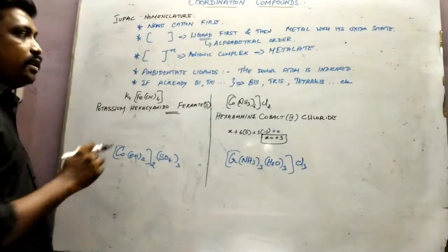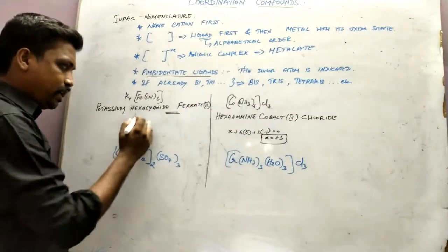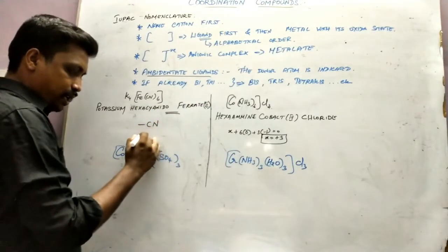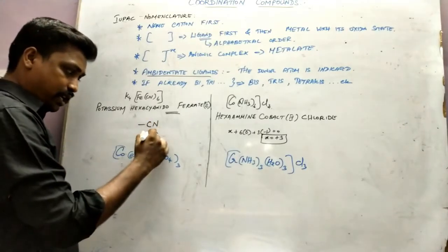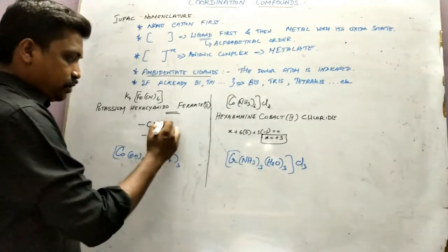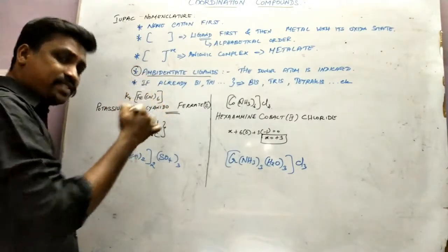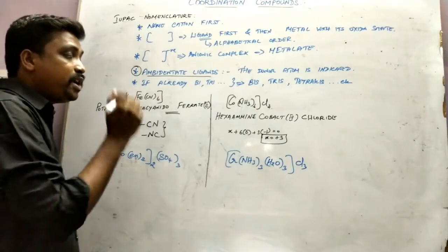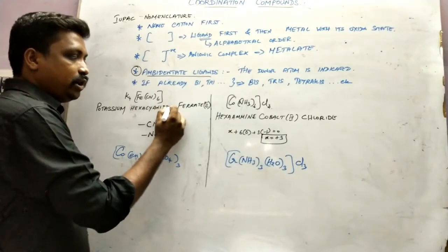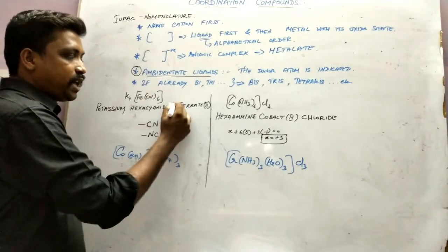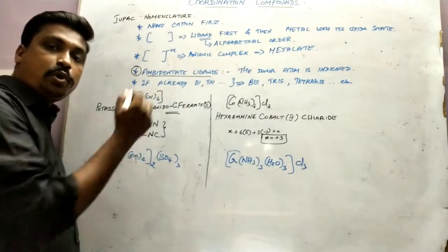Look at this point. If an ambidentate ligand is present, what is an ambidentate ligand? Look here. In cyanide, carbon can act as a donor atom to the metal and nitrogen also can act as a donor atom. So these types of ligands are called ambidentate ligands. When such ligands are present, you have to mention the donor. Here in cyanido, the carbon is the donor. So you have to put a hyphen and mention it with capital C.